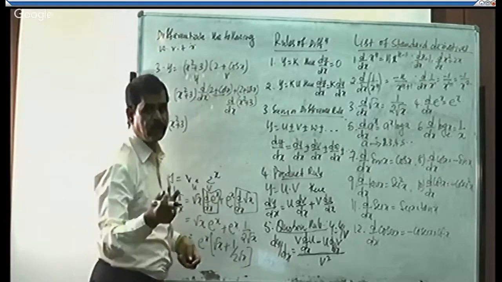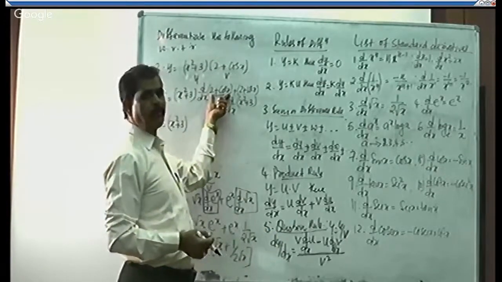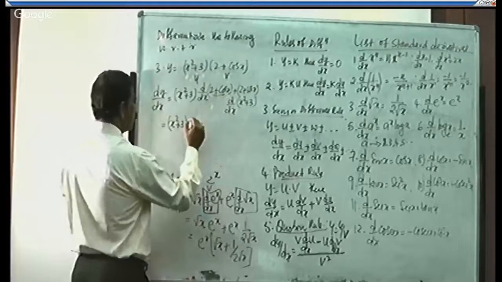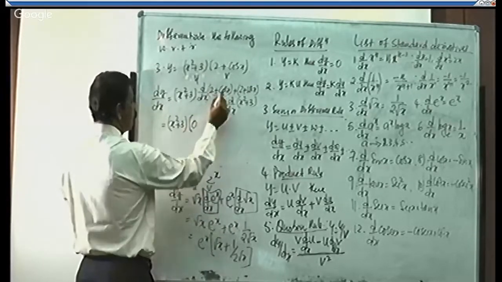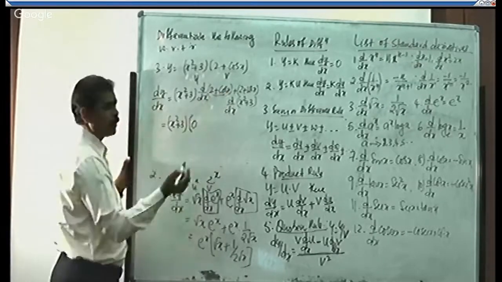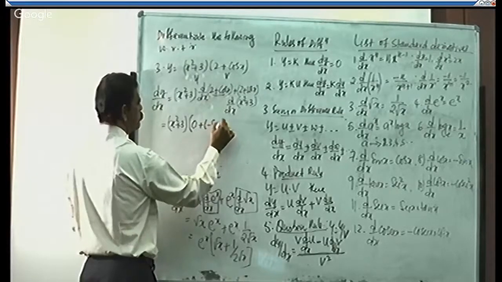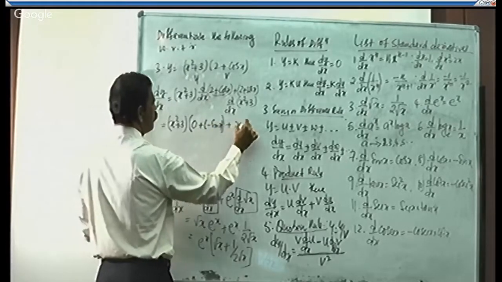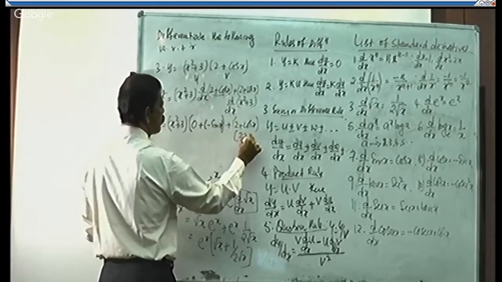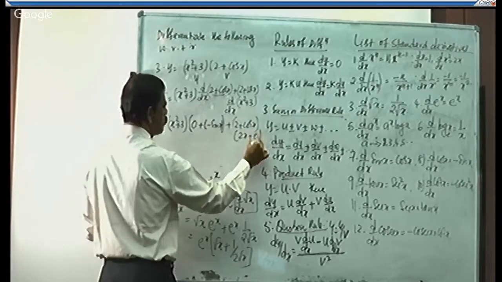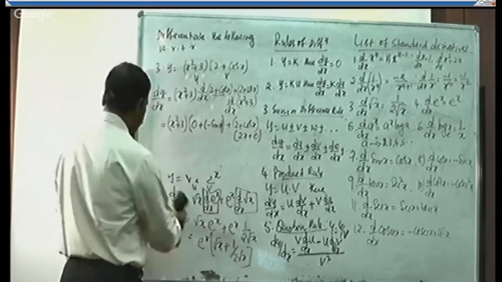Now we should apply the sum rule, correct? Because we have a sum of two terms, 2 plus cos x. What is the differentiation of 2? 0. What is the differentiation of cos x? It is minus sin x. So plus into minus becomes minus sin x. Plus 2 plus cos x into differentiation of x square, 2x. Differentiation of 3 is what? 0. Learn step by step, then it will be easy.